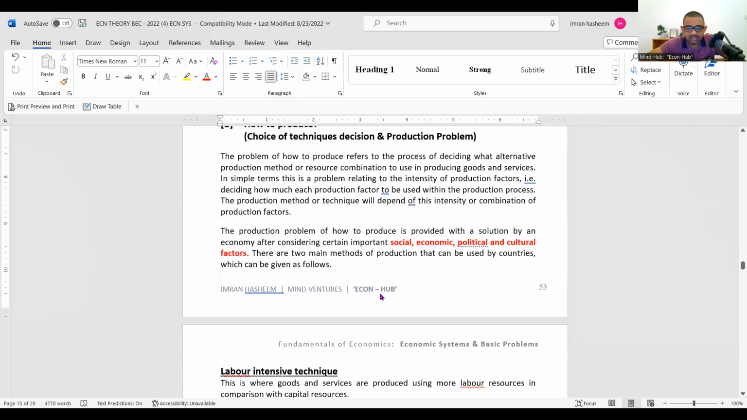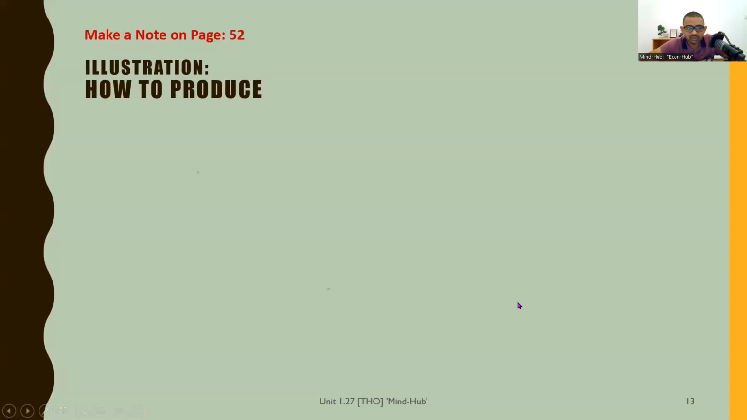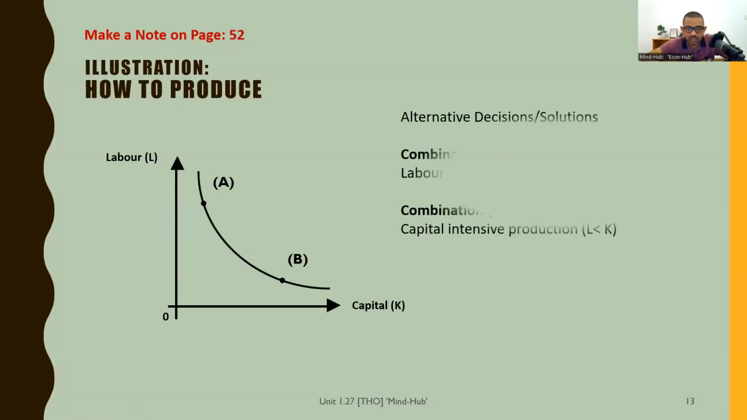Good. Then there's a small diagram to explain these combinations, labor intensive and capital intensive. So let's draw that diagram on page 52. Can you guys quickly get this done and let me know once you're done? Very quickly do it. We have one more problem to talk about, and I have 2 messages to tell you also. So let's do it quickly.